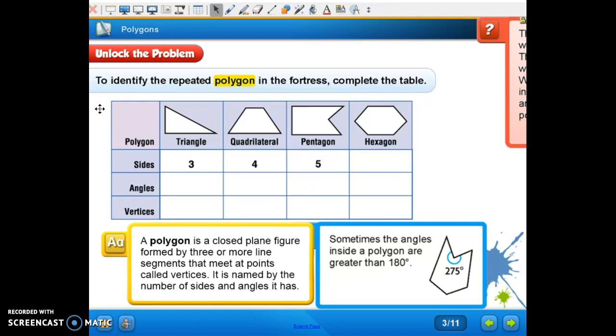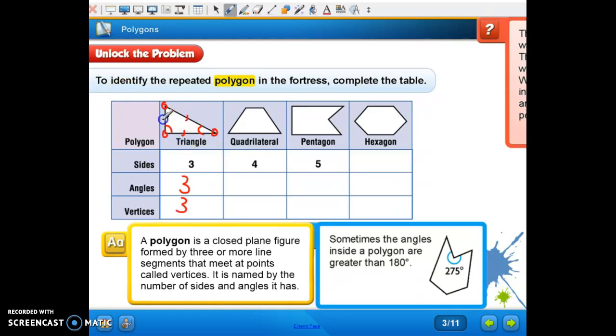Okay, let's look at this triangle. How many sides does a triangle have? 3. How many angles? 3. How many vertices? 3. A quadrilateral has 4 sides.